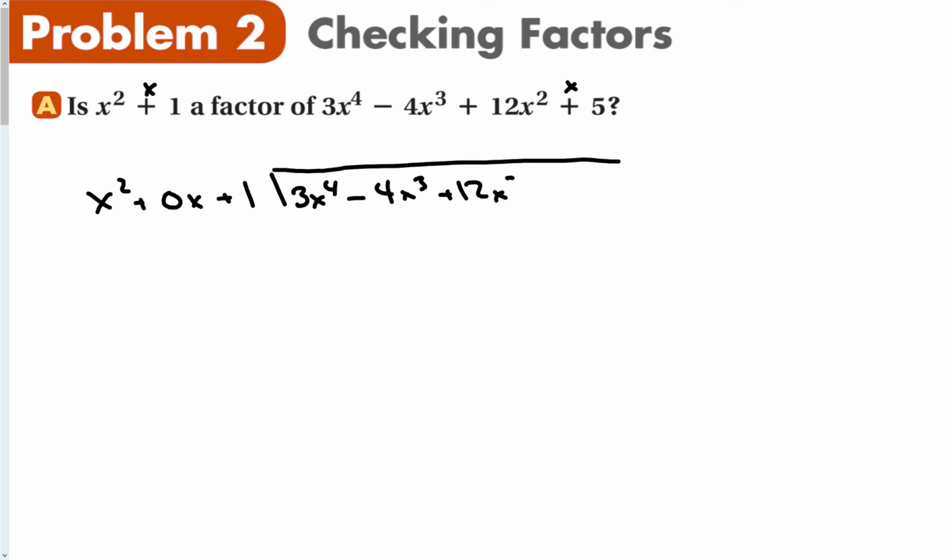Plus 12x squared plus 0x plus 5. Okay? And watch what happens when we get to this a little bit. So the rest of the process is pretty much the same. 3x to the fourth divided by x squared is 3x squared. And I'm going to write that right there. Now, if I didn't put this 0, when I multiplied this, I would probably say, okay, that's 3x to the fourth, and this would be a 3x squared, a plus. But you see that these two don't line up, and so it becomes a little bit confusing.